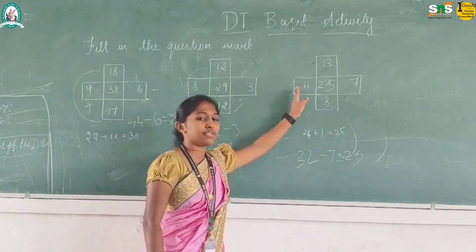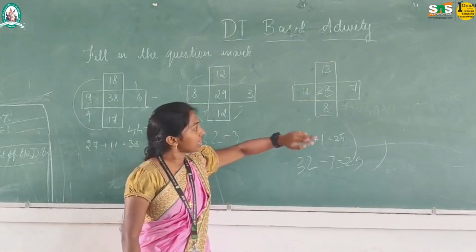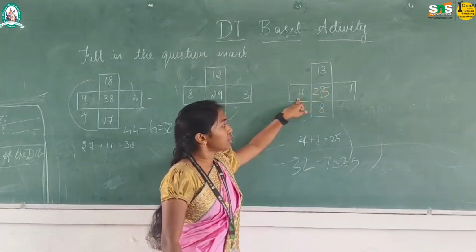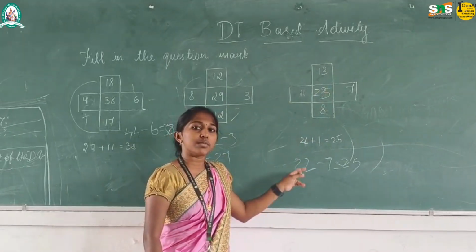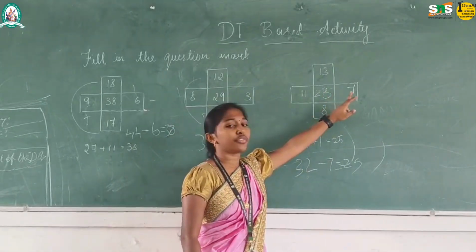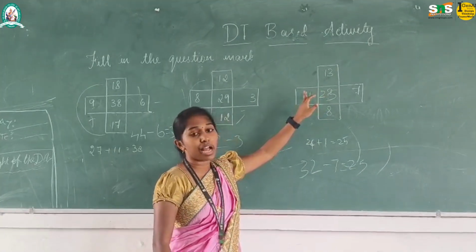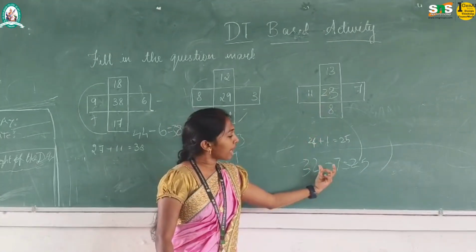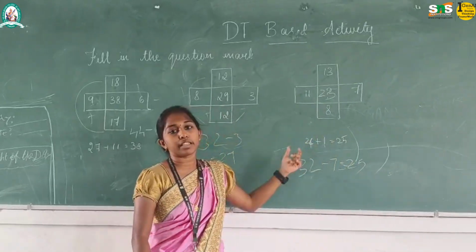Then the third one, which we are going to find. Here by adding three numbers, 30 plus 11 is 24 and again 24 plus 8, I get an answer as 32. Next we are going to subtract the fourth number from the added value, that is 32 minus 7, I get an answer as 25. So this is the logic behind this problem.